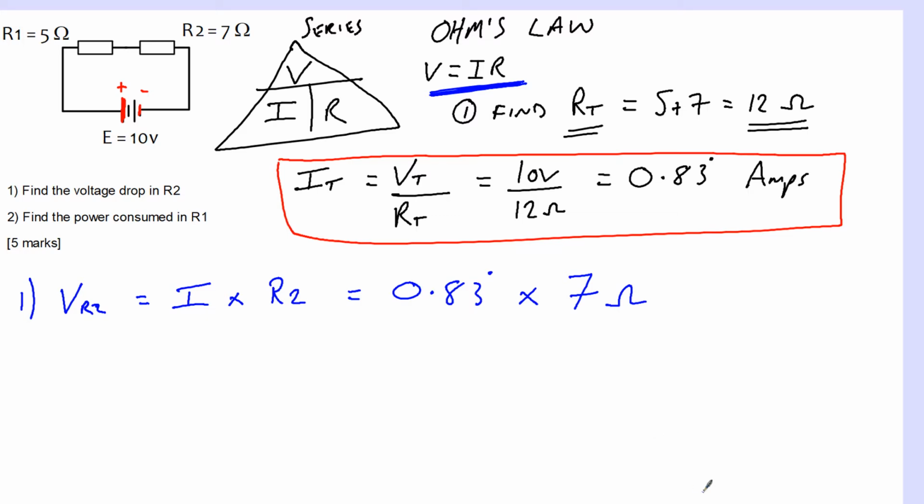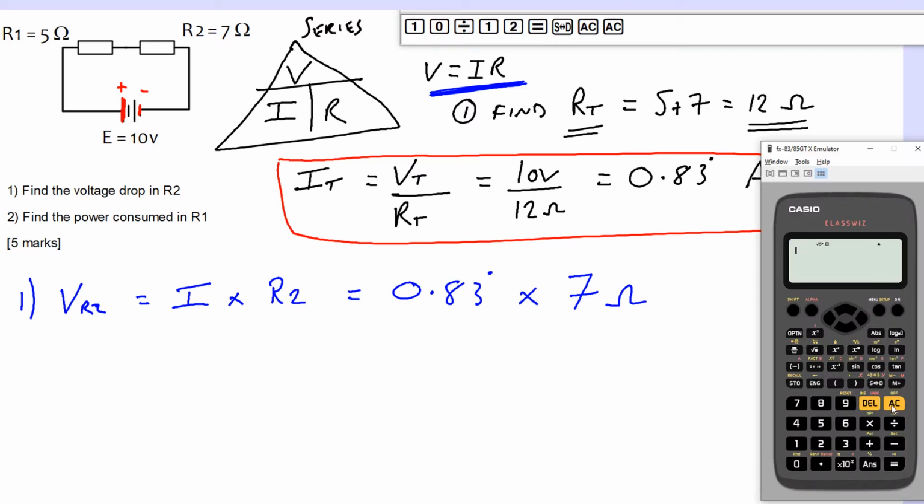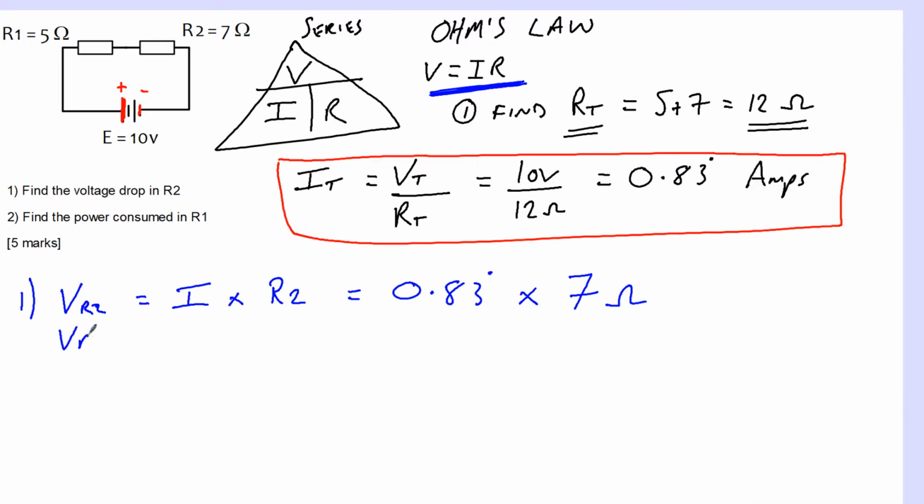So all I need to do really, because I've still got my calculator with the last value in it, so the calculator's already storing 0.83 recurring amps. So I'll do the answer times 7 ohms, and that is 5.83 recurring volts. So the voltage across R2 is 5.83 recurring volts. You can put that in brackets if you like as your units.